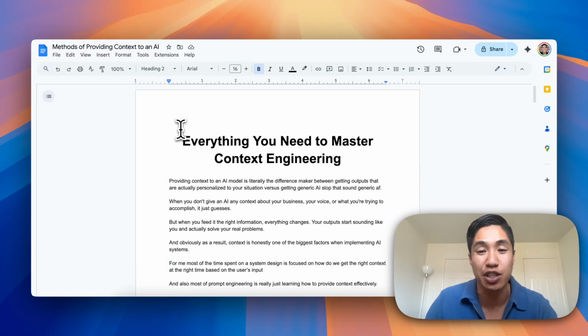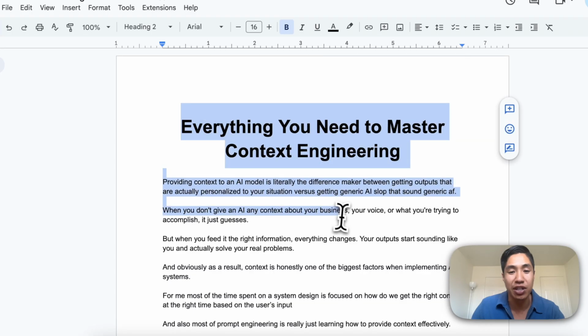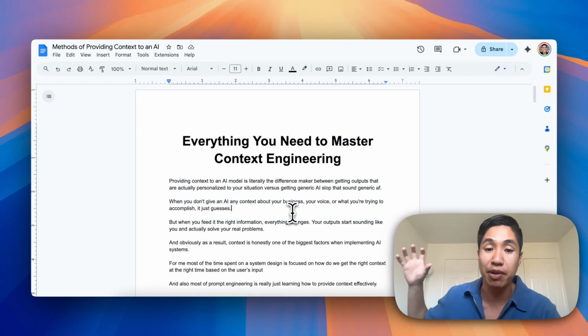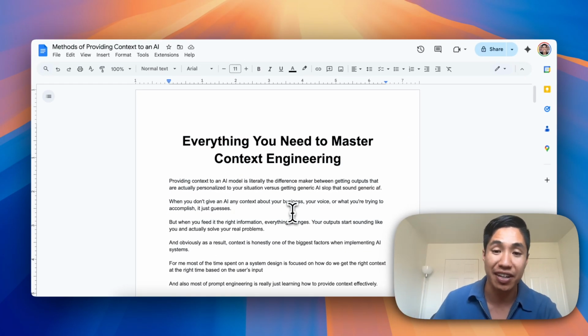These are the things that move the needle, and that's why I primarily focused on this. To me, if you want an 80-20 of context engineering, this is what you need to focus on: learning how to actually grab the most relevant context based off the specific input at the right time.